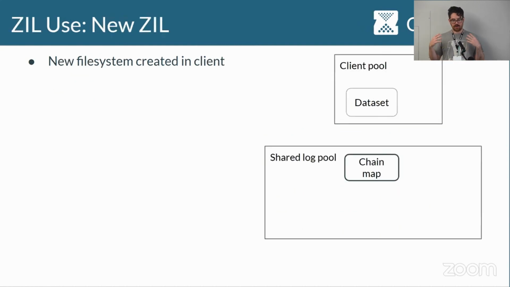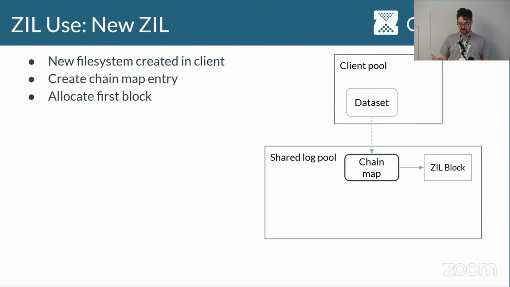So let's talk about first the case where you're creating a new file system. So you have a new ZIL that's about to be created. We need to create the new chain. We need to store it in the shared log pool. And so when you create the new file system in the client, you add an entry to the chain map for that client. And then you allocate the first block in the shared log pool, and you point the chain map at the first ZIL block. You have to pre-allocate the first block of the ZIL so that you actually have a starting location for the chain, so that we can do the recovery process.